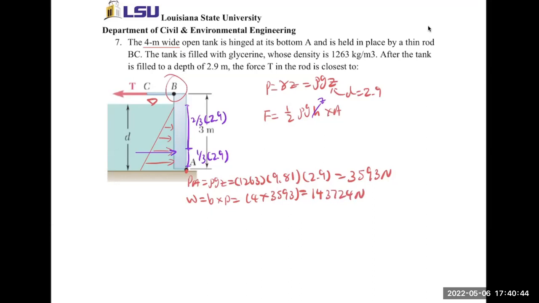Okay. All right. The next thing we need to determine is what this force right here is. Okay. So apply our equation. This force is going to be 1/2 of rho g z. Oh, my bad. Rho g.